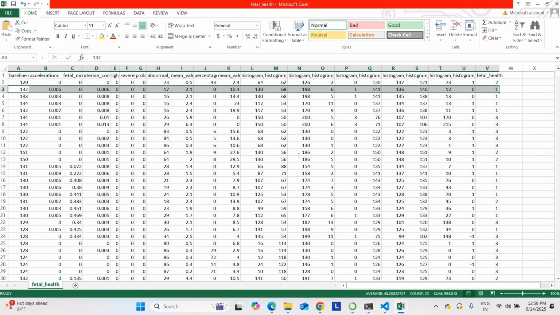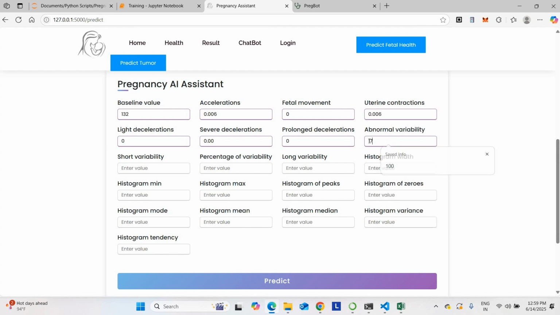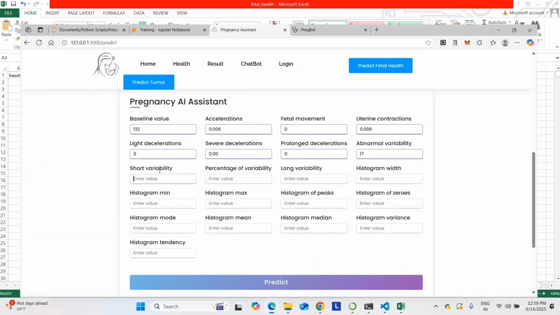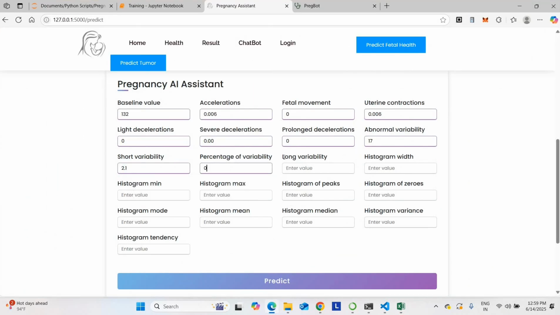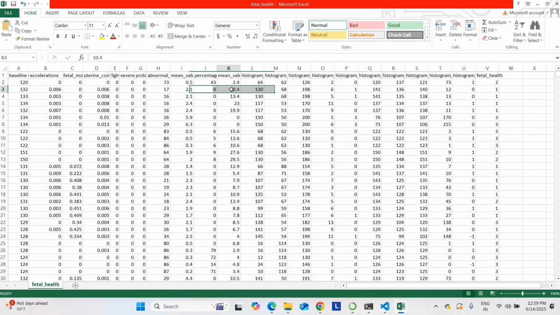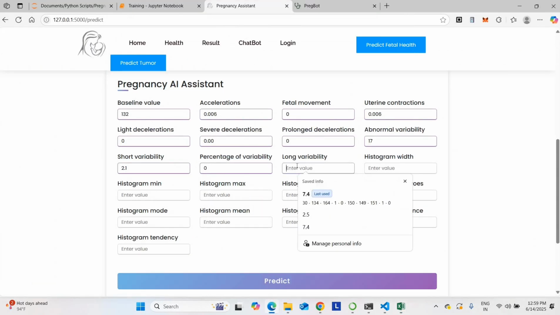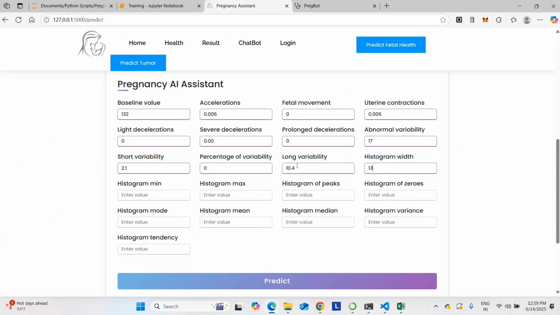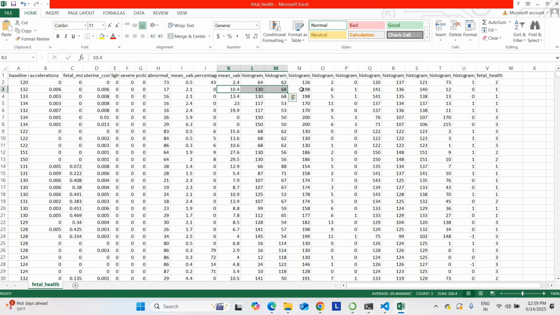So abnormal variability: 17, 2.10. Long-term variability, histogram, I have to go through that. So 10.4, 130, 68. Sorry, it's 10.4, 130, 68. I'm giving 10.4, 130, 68.